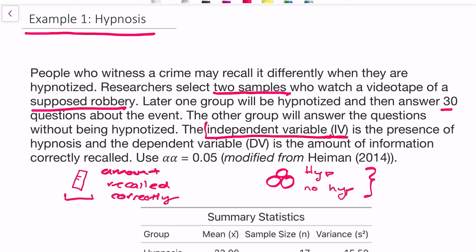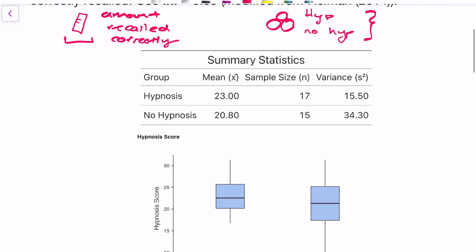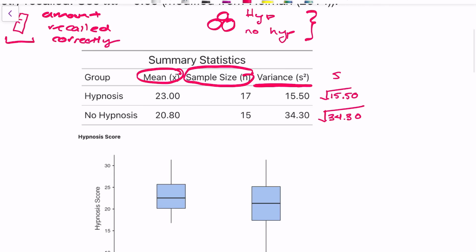What's nice about the independent samples is they usually, at least for the handwritten problems, have this little summary statistics where they give us the sample mean, the sample size, and then in this case they gave us the variance. So if we actually wanted to find the standard deviation, we would take the square root of 15.50 and the square root of 34.30. So for hypnosis, the standard deviation would be 3.94, and for no hypnosis, the standard deviation would be 5.86.